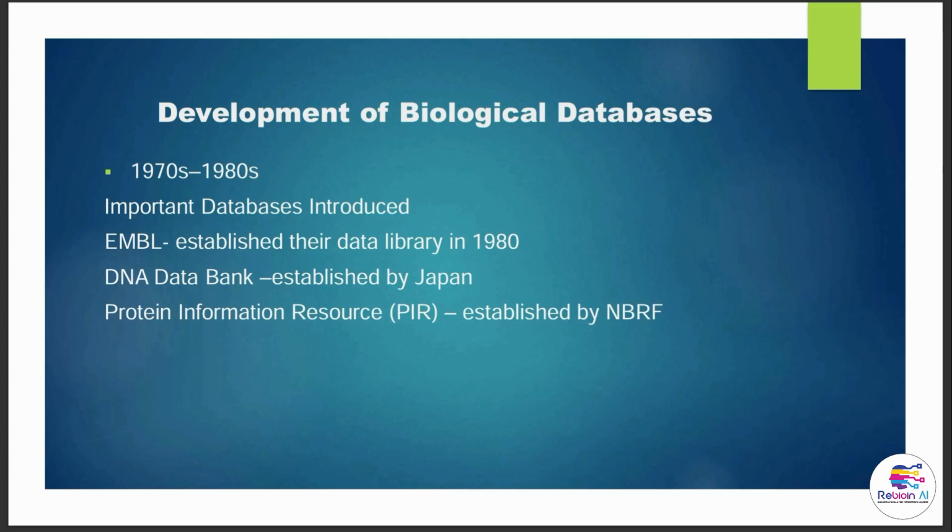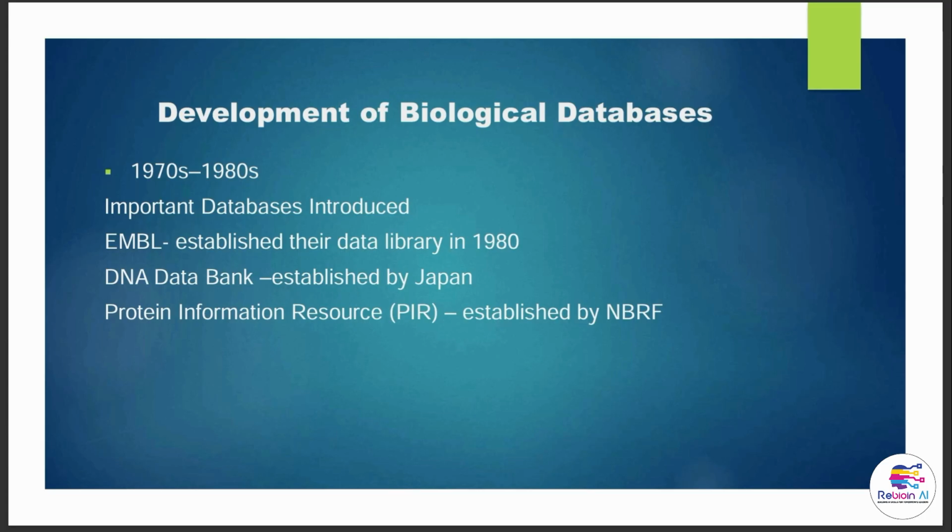One important database was EMBL, established in Europe in 1980. Another important database was the DNA Data Bank of Japan, DDBJ. The Protein Information Resource or PIR was also developed by NBRF. These databases became central repositories for storing biological information. You can compare them to digital libraries.